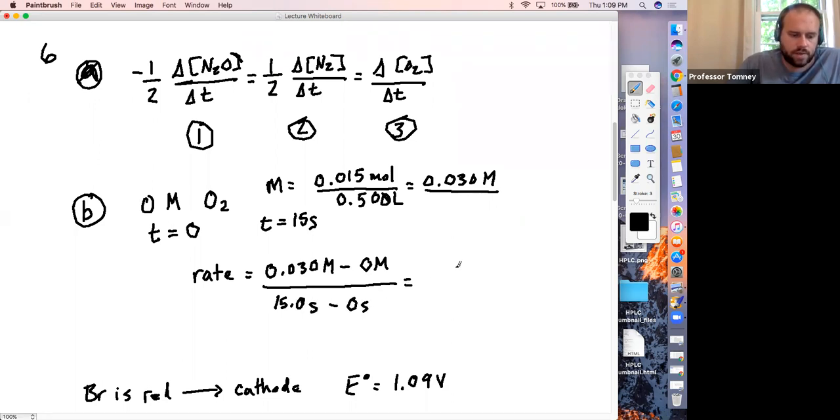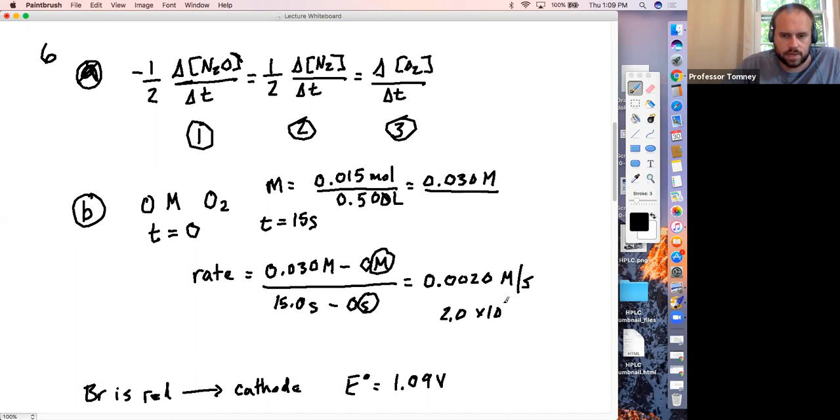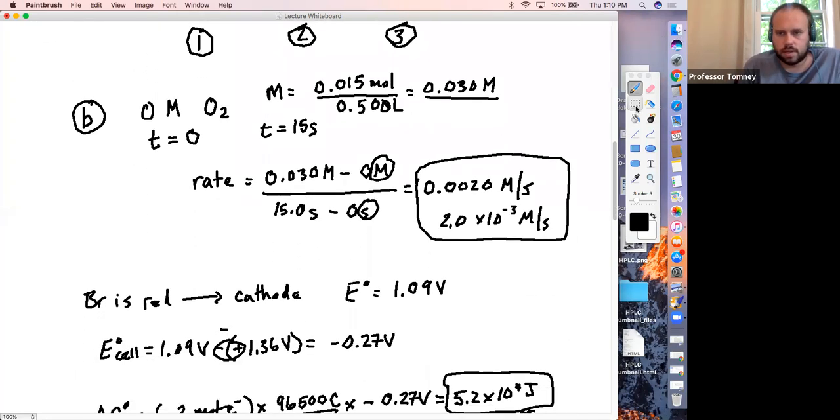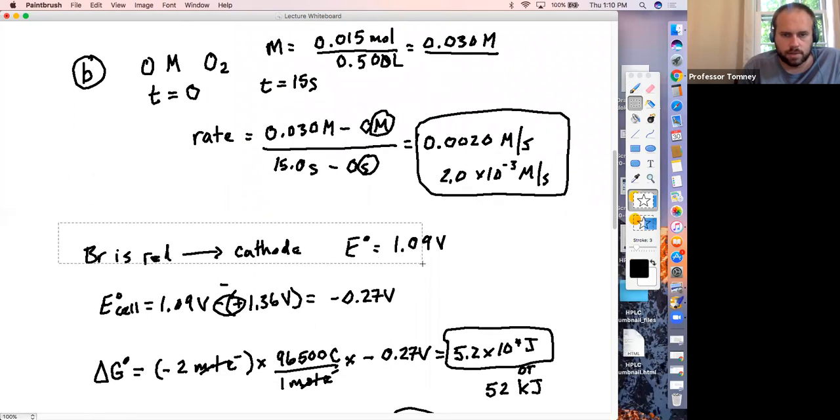And so if I solve for that, I'm going to find that the value is 0.0020 molarity per second. So keep in mind your units here, molarity per second. That's a rate. You could also have written this, which is perfectly fine, as 2.0 times 10 to the -3rd molarity per second, whatever your preference is. But this would be the correct answer for B here. All right, let me just delete some of the cell potential work here to make space for C.